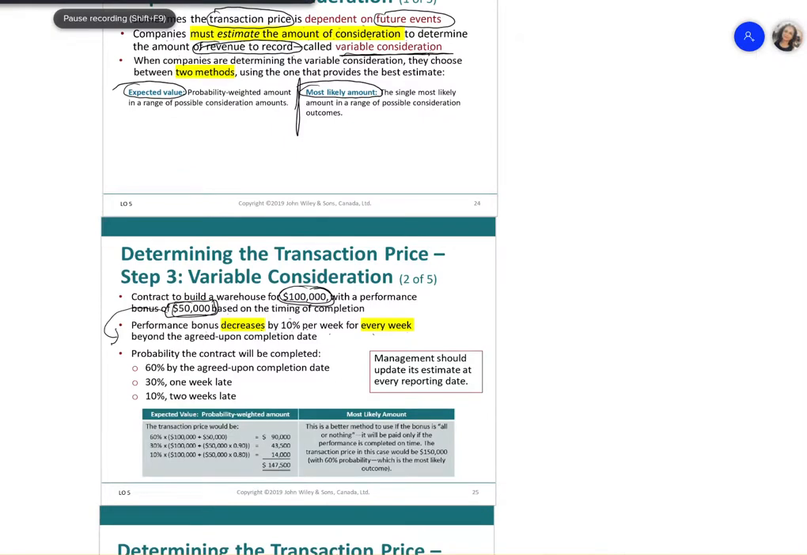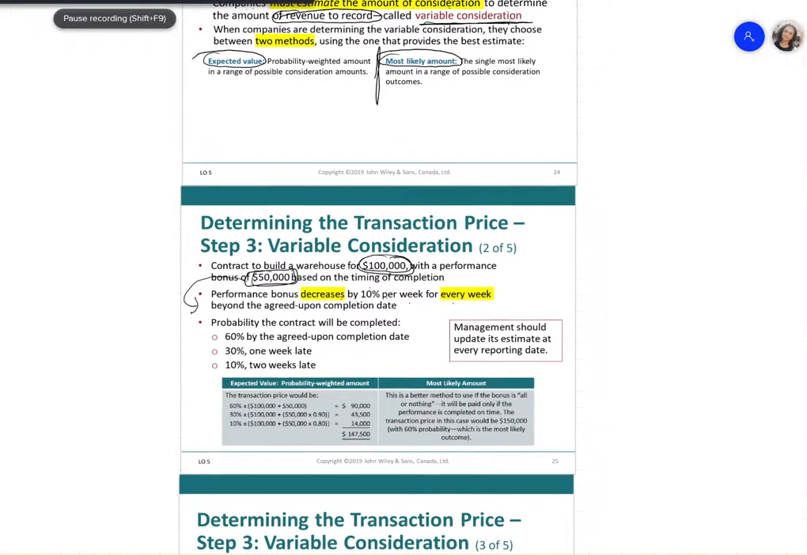When you have a construction, sometimes we are not on time. We would like to be on time. If we are on time, we're going to get the 50,000 for sure. But if we are not on time, the bonus gets reduced for every week that construction is late. Let's see what the question is saying. The probability the contract will be completed by the agreed upon completion date is 60%. So whatever completion date we set, there's a 60% chance it will be done on time, and a 30% chance it will be 1 week late.